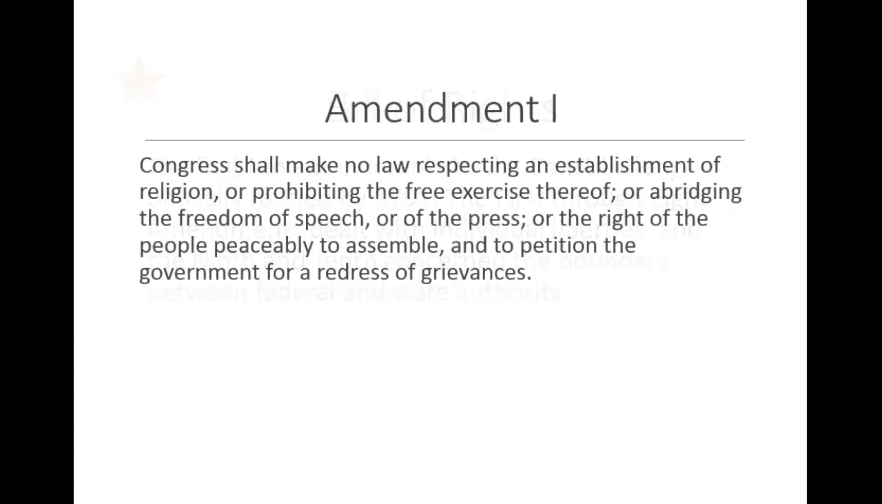The First Amendment states the following: Congress shall make no law respecting an establishment of religion or prohibiting the free exercise thereof, or abridging the freedom of speech or of the press, or the right of the people peacefully to assemble, and to petition the government for a redress of grievances.